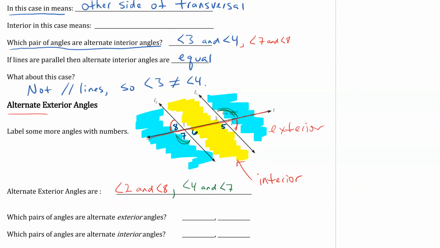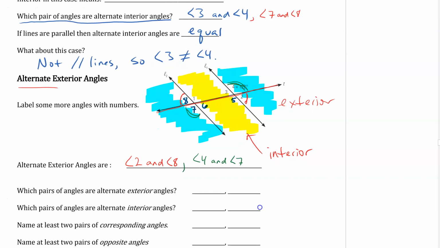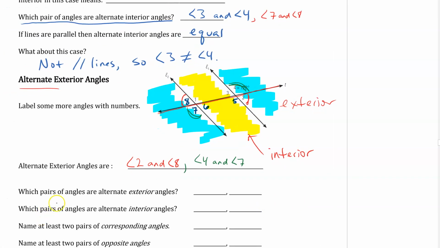Are the lines parallel in this case? Yes, which means that those are equal. Which pairs of angles are alternate exterior angles? Oh, I guess that's what I did here. Which pairs of angles are alternate interior angles? Angle 1 and 5. Angle 3 and angle 6.